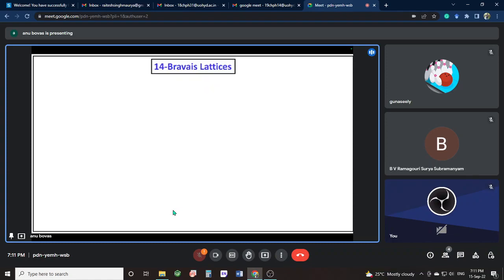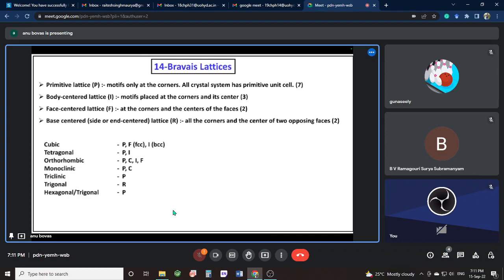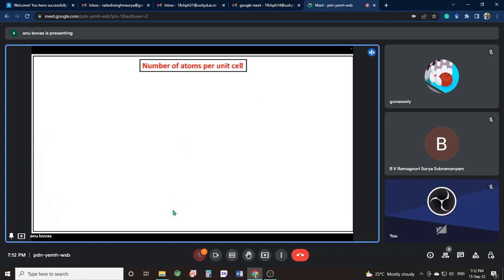Moving on, the next important thing is Bravais lattices. So there are four types of lattice majorly: primitive, body-centered, face-centered, and base-centered. We will learn about each lattice in the coming slides. Just we have to know that in each crystal system, for example, let us take cubic. In the cubic crystal system, there are primitive, face-centered, and body-centered Bravais lattices. Similarly, we have to know how many Bravais lattices we have. Totally, we will have 14 Bravais lattices. And how we will explain each of the four lattices can be seen in the coming slides.